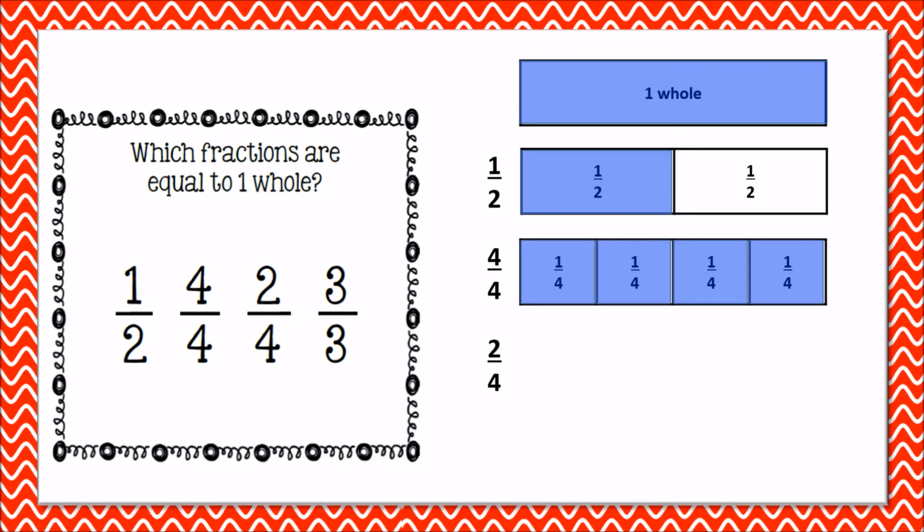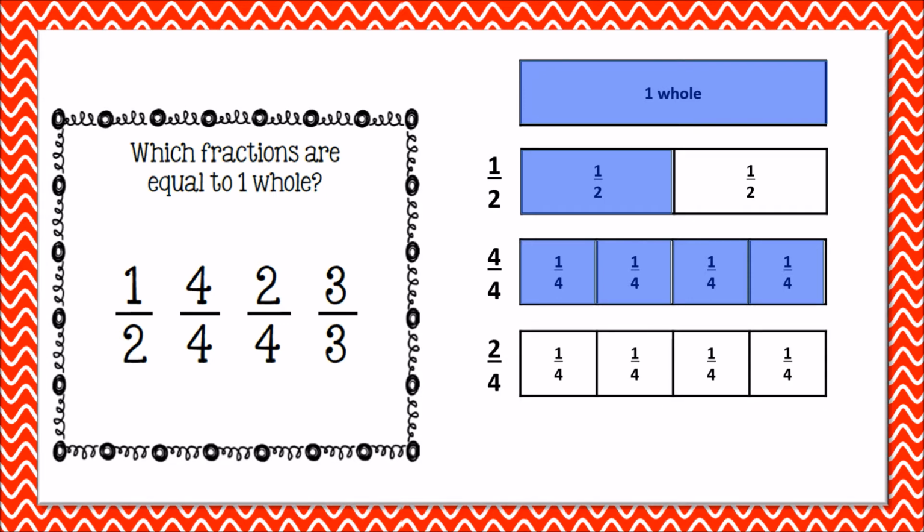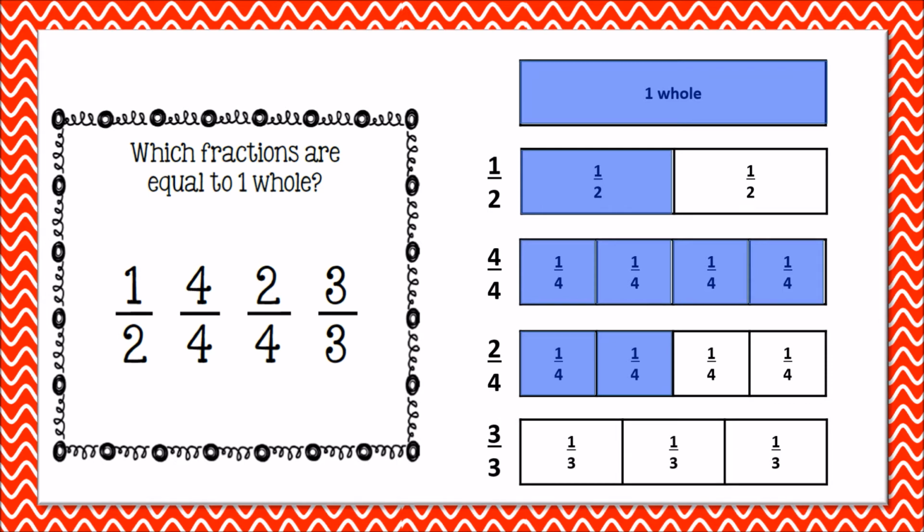For the fraction 2/4, we can take our whole bar, break it into fourths, and then shade two of those 1/4 pieces. And for the fraction 3/3, we can take our whole bar, break it into thirds, and then shade three of those 1/3 pieces. Based on this, we are looking at fractions that are equal to that one whole bar. That would be 4/4 is equal to one whole, and 3/3 is equal to one whole.